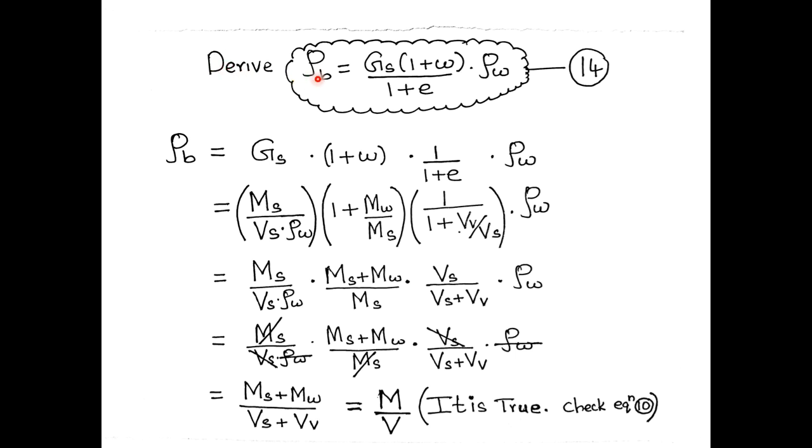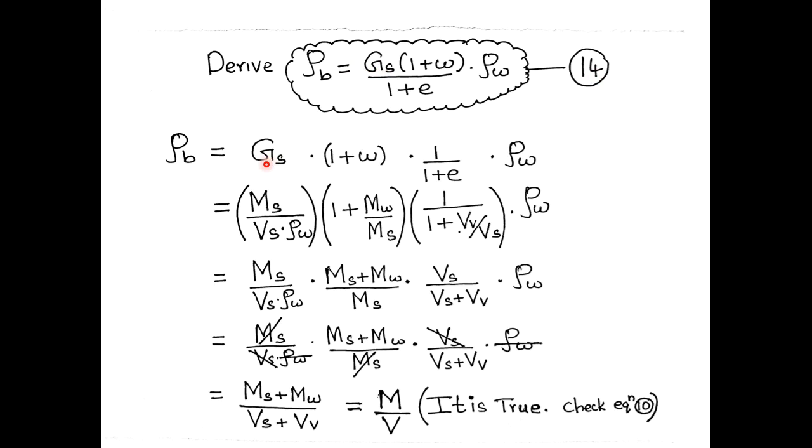Derive rho B is equal to Gs into 1 plus W over 1 plus E into rho W, equation number 14. Derive this equation, that is, bulk density is equal to specific gravity into 1 plus water content over 1 plus void ratio into water density. We have to derive this equation 14.